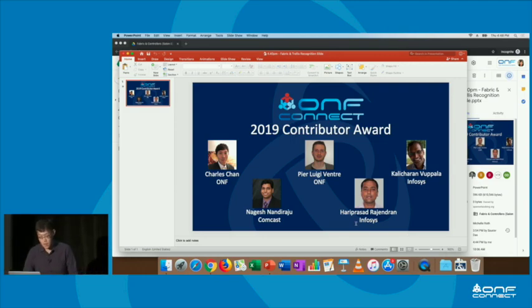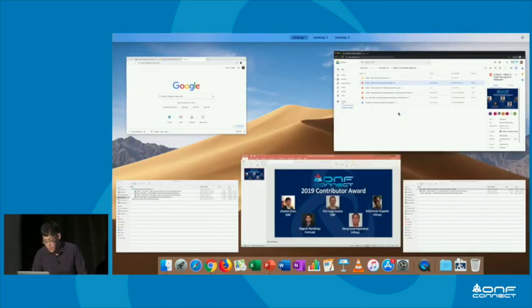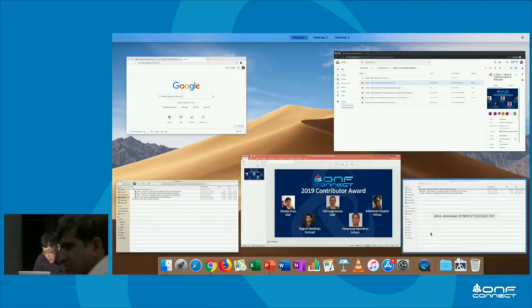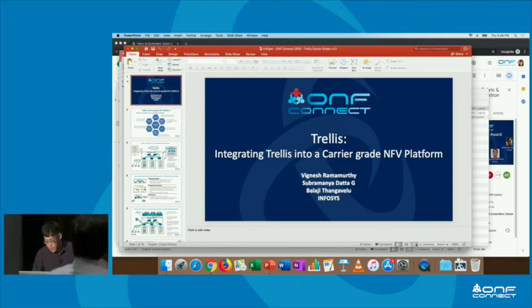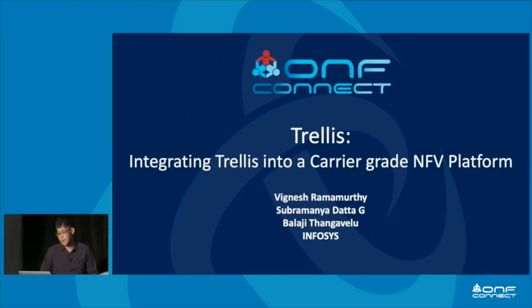So let me pull up the slides for the next speaker. Okay, so the next speaker will be Vignesh talking about integrating Trellis into a CarrierGrade NFV platform. Please. Charles, I also have Datta with me. He'll be co-presenting along with me.